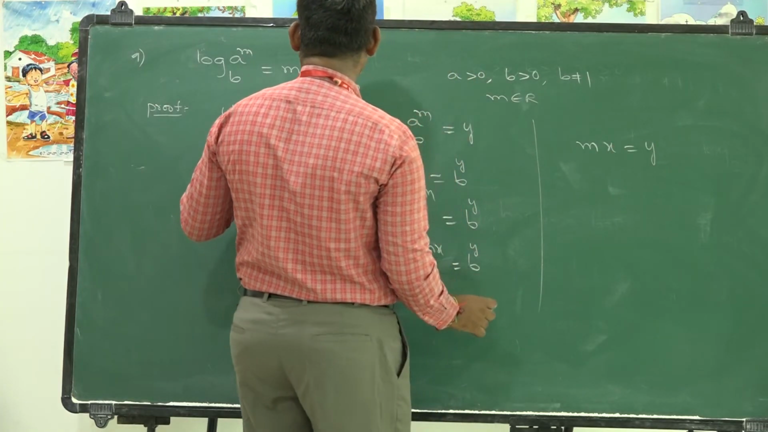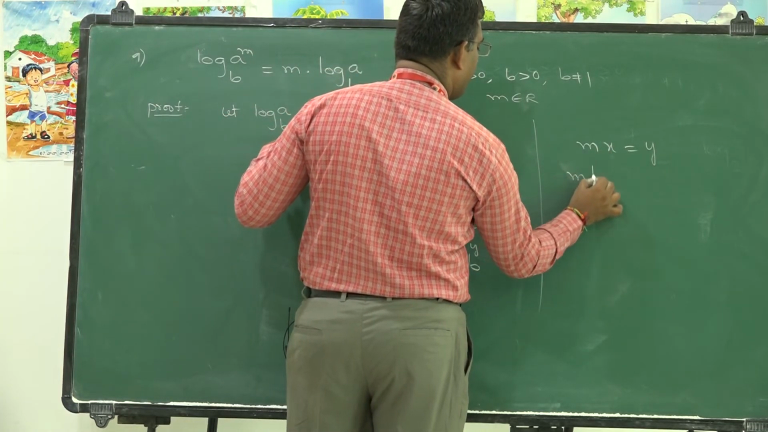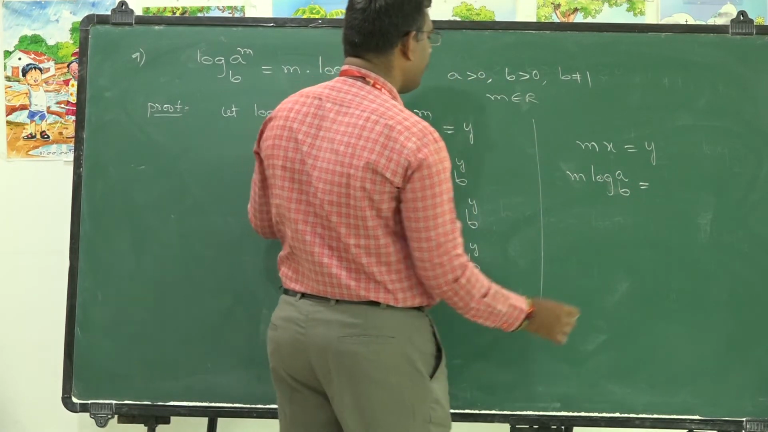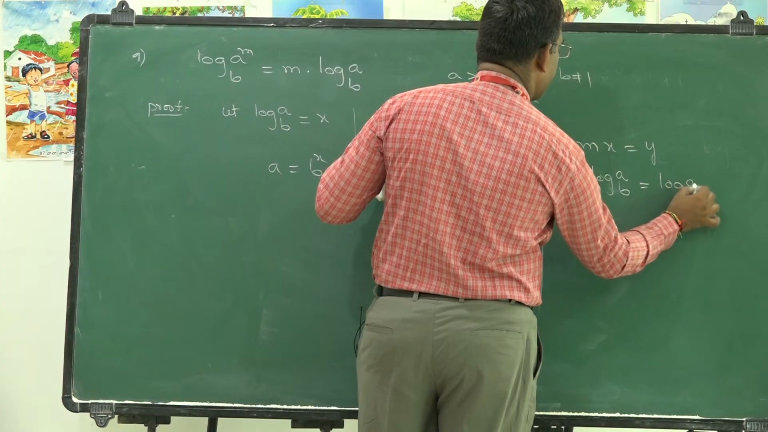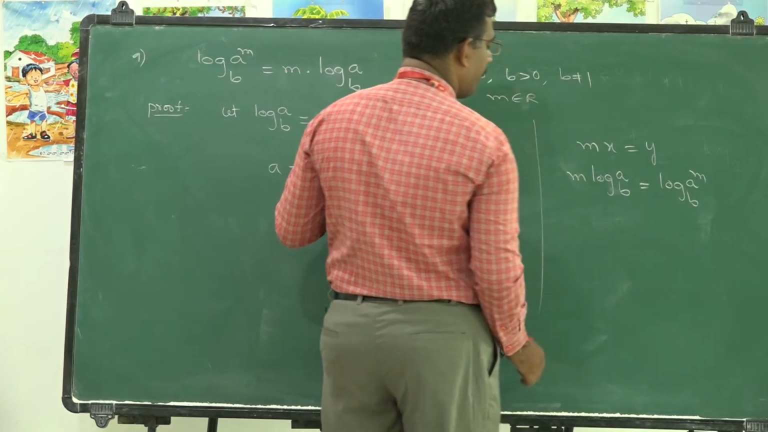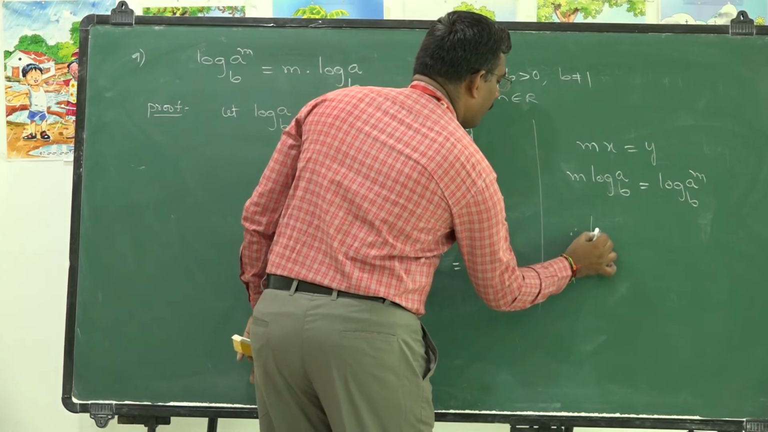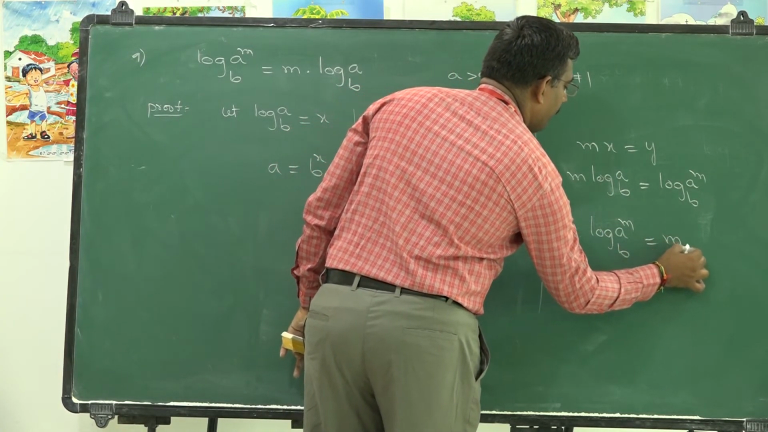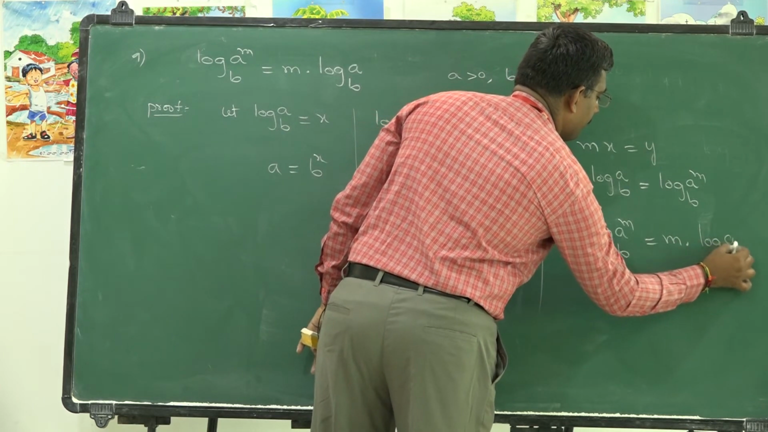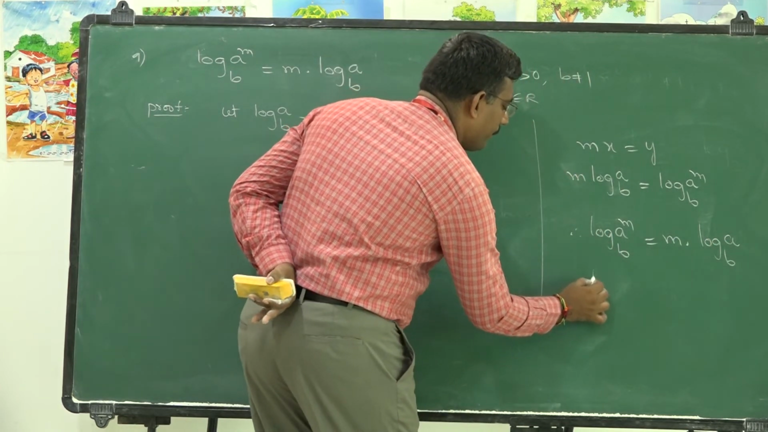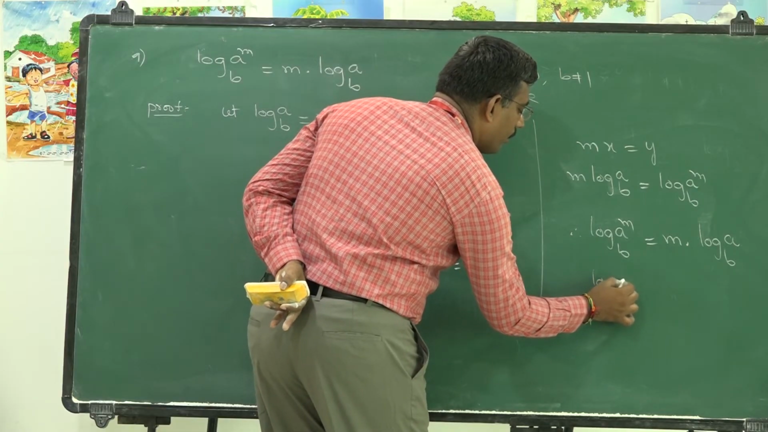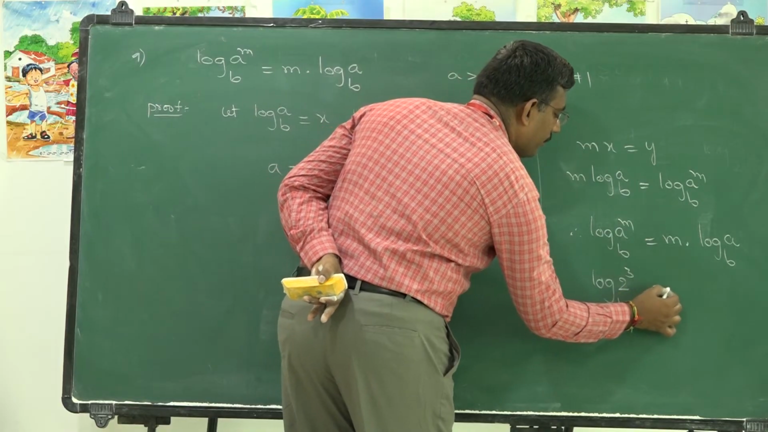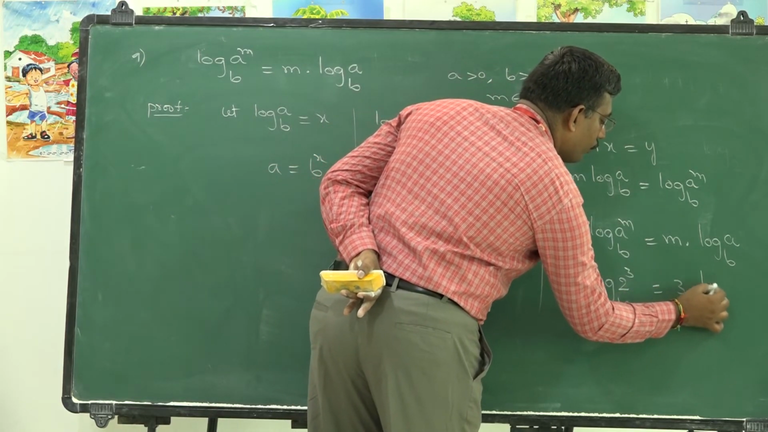So what is the value of x? X value is log a base b, and y value is log a power m base b. So therefore log a power m base b is equal to m into log a base b. For example, log 2 power 3 base 10 is equal to 3 into log 2 base 10.